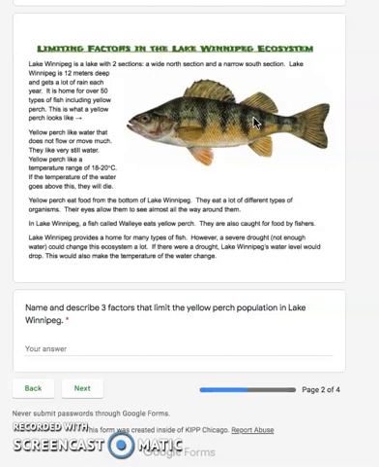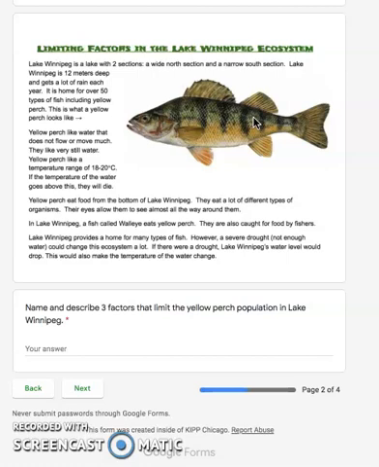Yellow perch like water that does not flow or move too much. They like very still water. Yellow perch like a temperature range of 18 to 20 degrees Celsius. If the temperature of the water goes above this, they will die. Yellow perch eat food from the bottom of Lake Winnipeg. They eat a lot of different types of organisms. Their eyes allow them to see almost all the way around them.